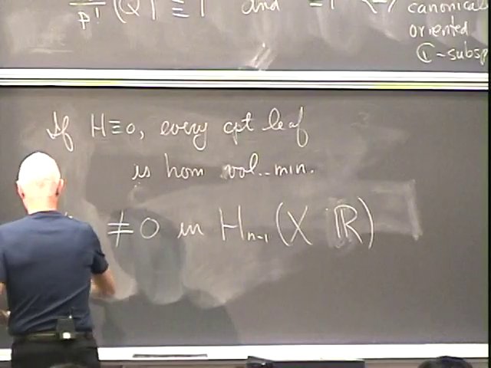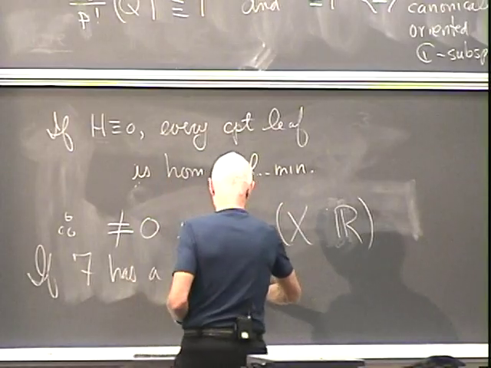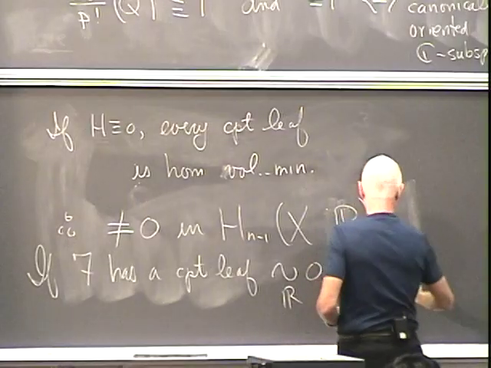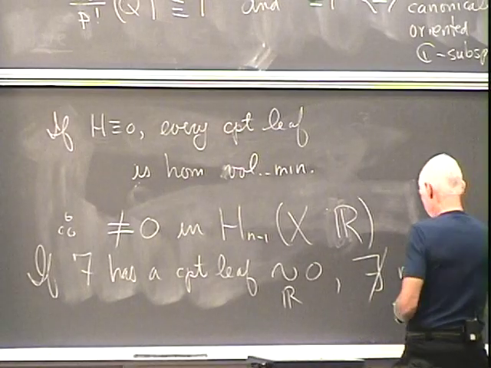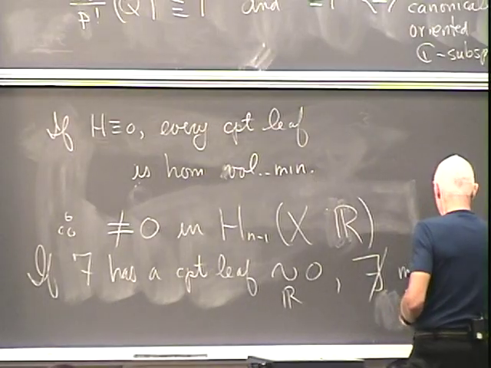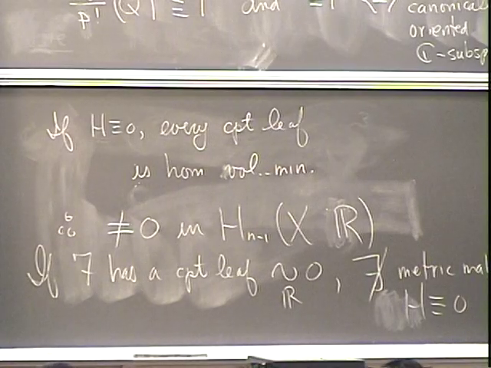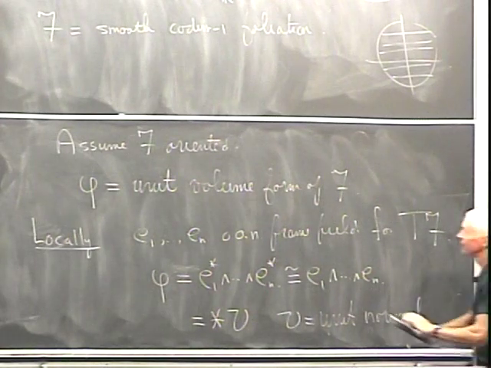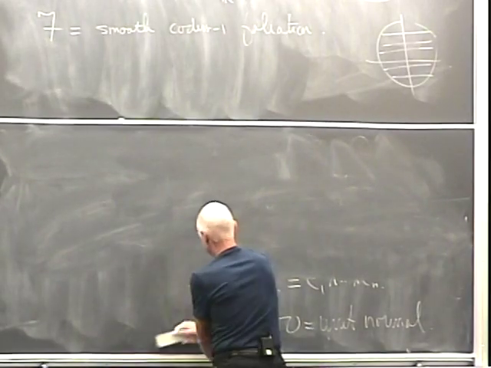So if F has a compact leaf homologous to 0 over R, then there does not exist a metric making every leaf minimal, making H identically 0. Every leaf minimal. Okay, but there's a nice case where you can construct foliations of this kind.